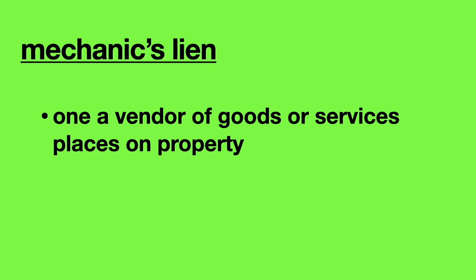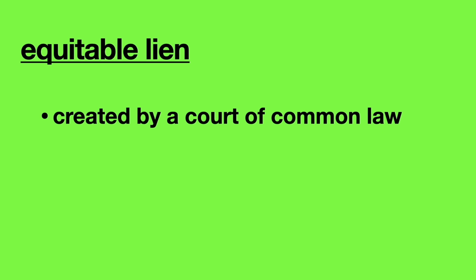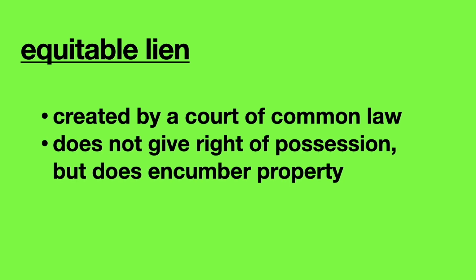A mechanics lien is one a vendor of goods or services places on the property. A statutory lien is created by law. It's an involuntary lien created without any action required by the property owner. An example would be property taxes, of course. An equitable lien is created by a court of common law. It does not give right of possession, but it does encumber the property.